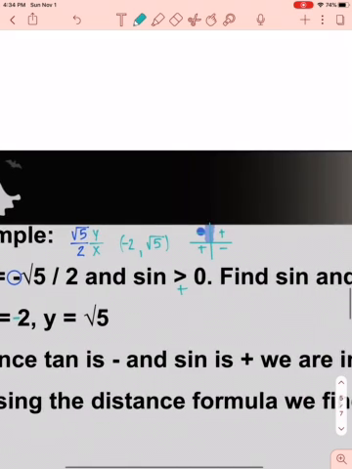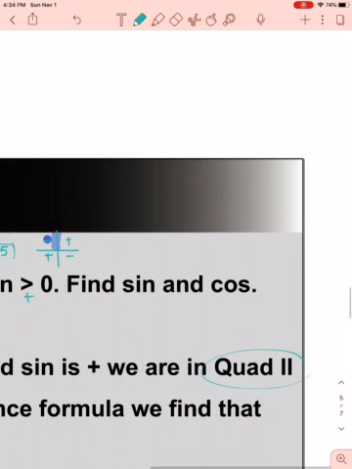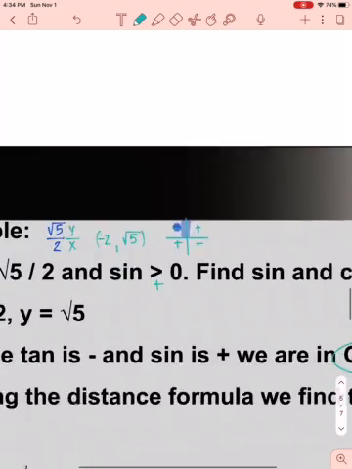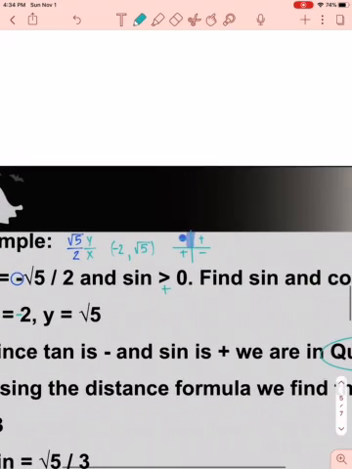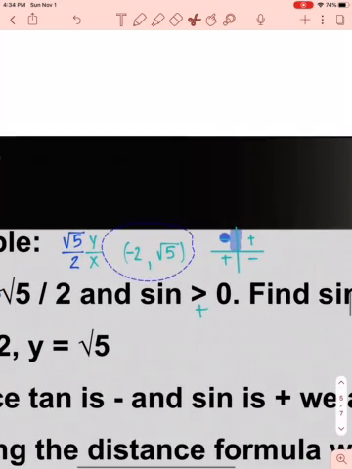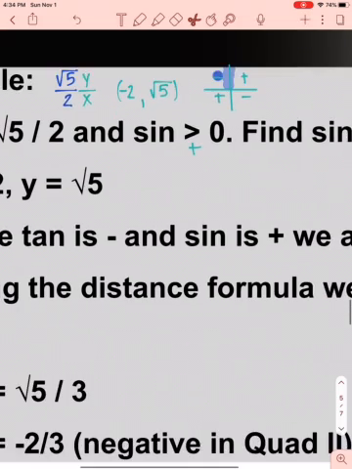So since tangent's negative, sine's positive, we're in quadrant 2. That's what we just discussed. So we already have all that good work done. Then we're going to use our distance formula to find r. So I'm just going to copy this down.